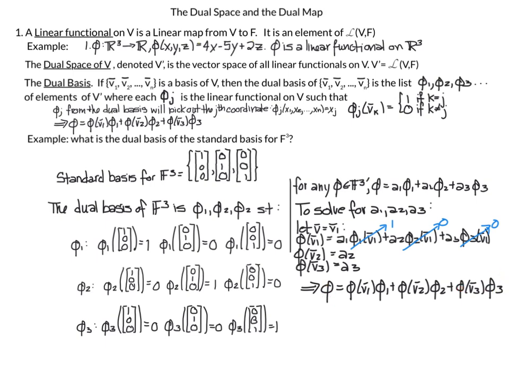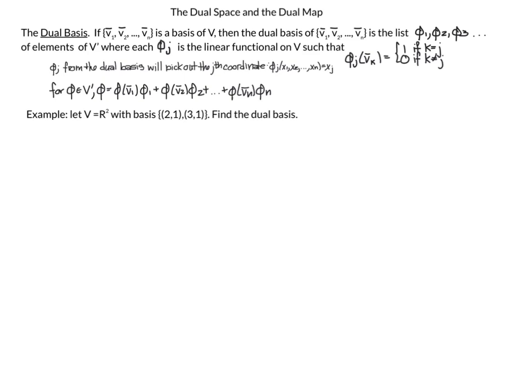So remember, this phi is a random functional in our dual space. Our phi of v1 is our random functional evaluated at v1, and this phi1 is our first basis vector for the dual space. This phi of v2, again, that's our functional evaluated at v2 times the second basis vector of the dual space, and then phi of v3 is our random functional evaluated at v3 times the third basis vector of our dual space.